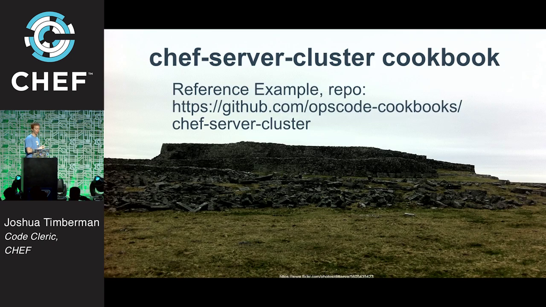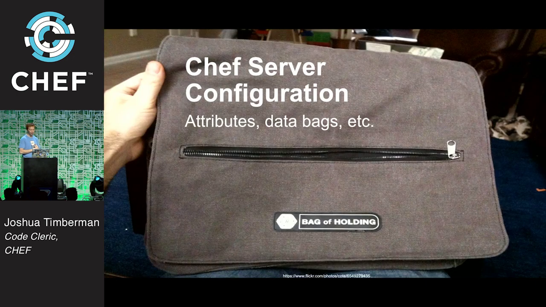So the Chef Server Cluster cookbook is the reference example for building Chef server clusters. We've had a proliferation of Chef server cookbooks because for a while the Chef Server cookbook didn't support Chef Server 12. And I didn't help the situation any by creating another one, but the Chef Server cookbook is for standalone Chef servers, and this one is for the multi-node cluster installations. The way that it works is it takes some configuration and writes it out, and then makes those machines become Chef servers. So I'm going to talk about the way that Chef server configuration works through a combination of attributes and data bags.